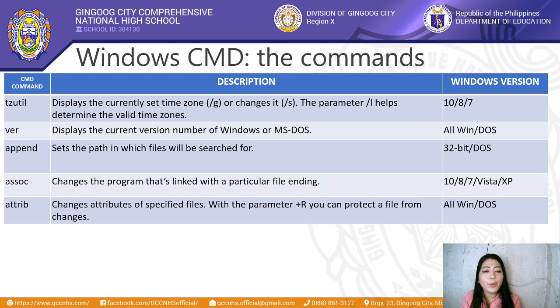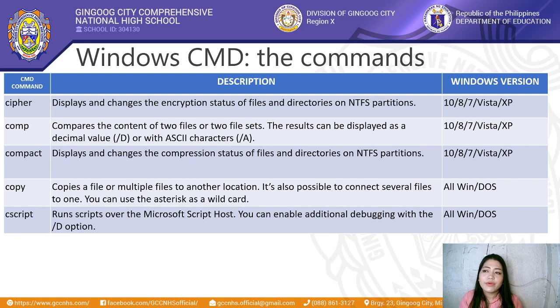Assoc changes the program linked with a particular file ending. Attrib, I discussed earlier. Cipher displays and changes the encryption status of files and directories on NTFS partitions. Comp compares the content of two files or two file sets. Compact displays and changes the compression status. Copy copies a file or multiple files to another location. CScript runs scripts over the Microsoft Script Host.